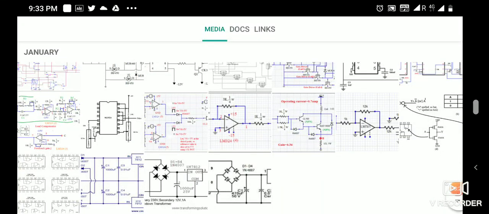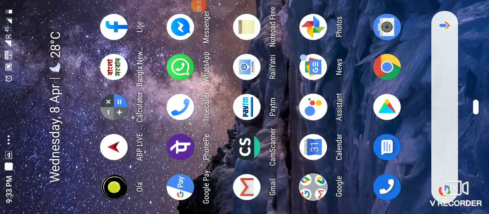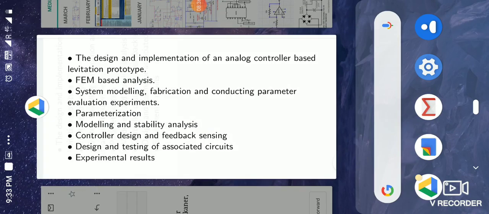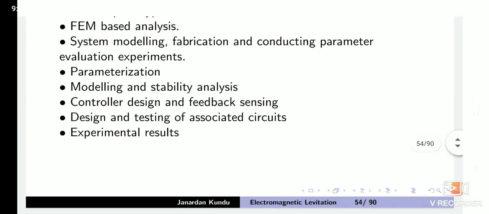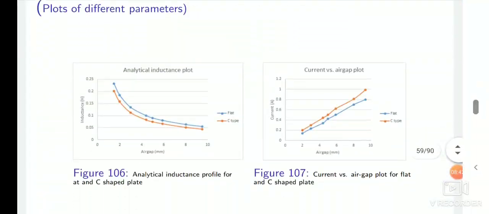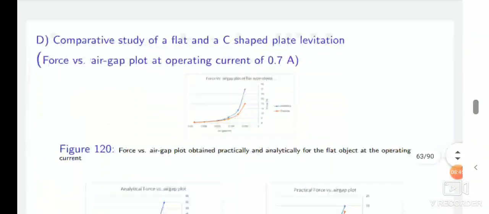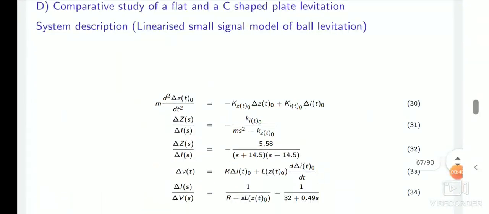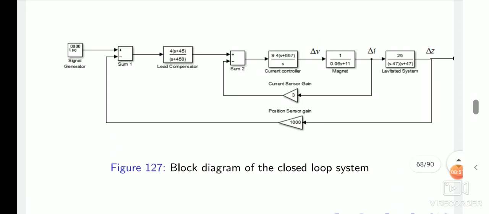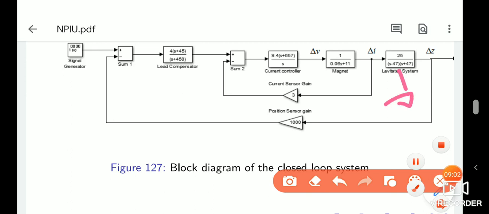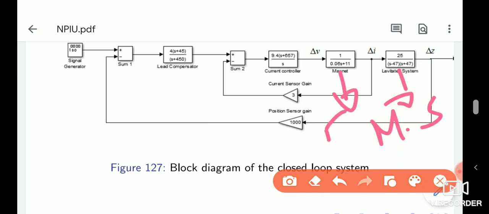Now you can see that this is the block diagram. This is a closed loop control system. So you can see this is the mechanical system. Okay, this is the electrical system.